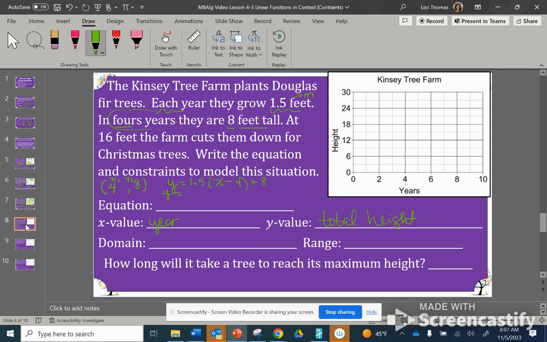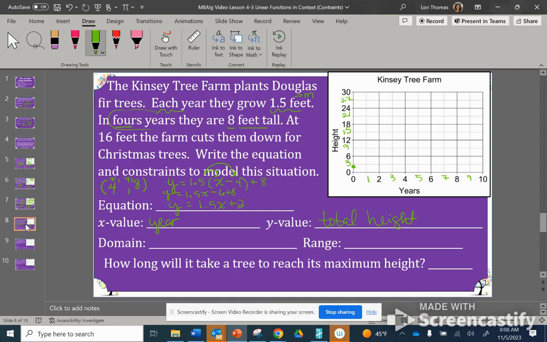We're going to distribute the 1.5 and then combine the two constants. And the initial height is going to be 2 feet. So these are going up by 3s. And these are going up by 1. So at year 0, when they are planted, they are 2 feet tall. So that's about right here.